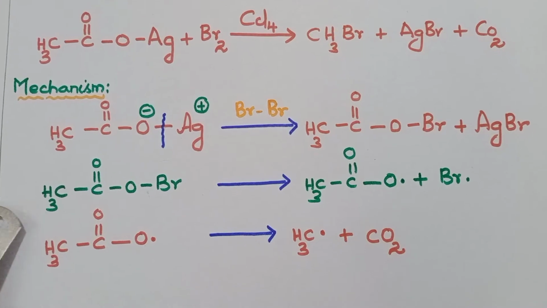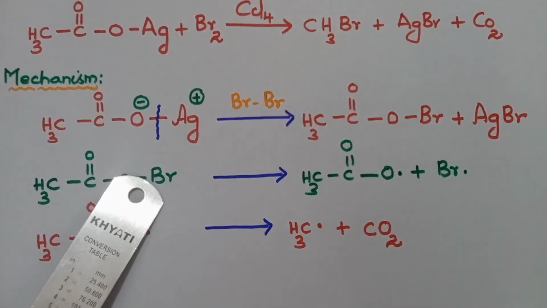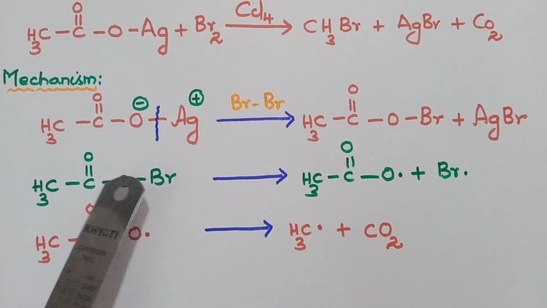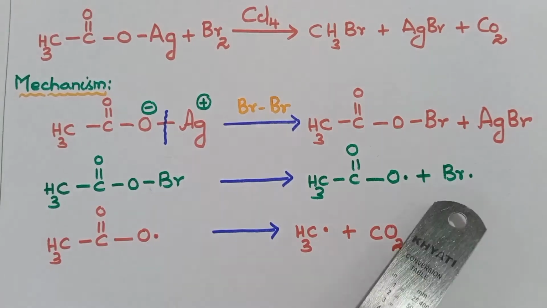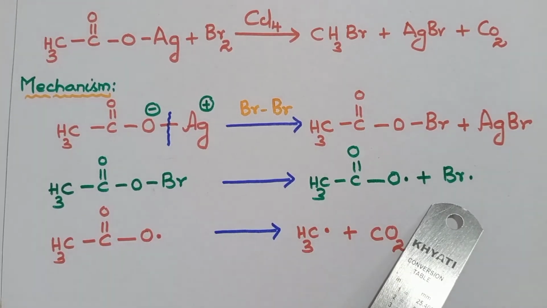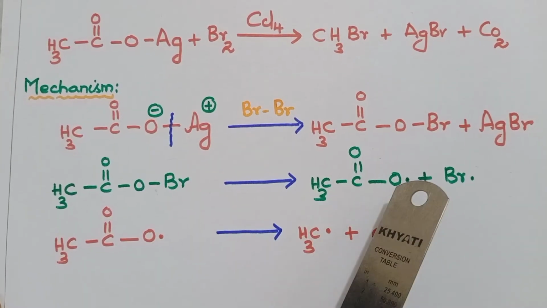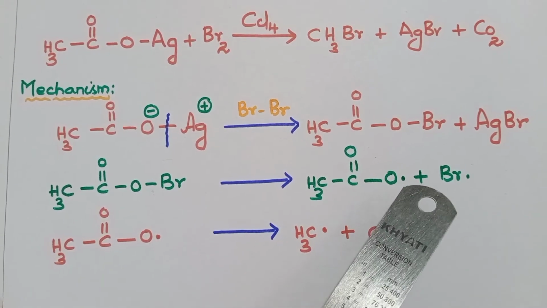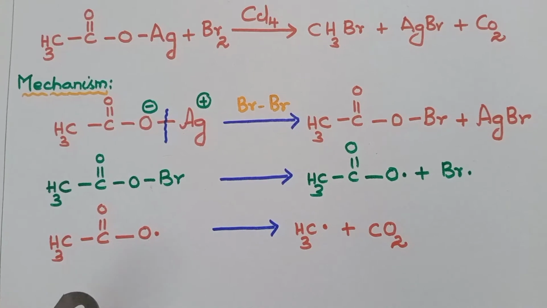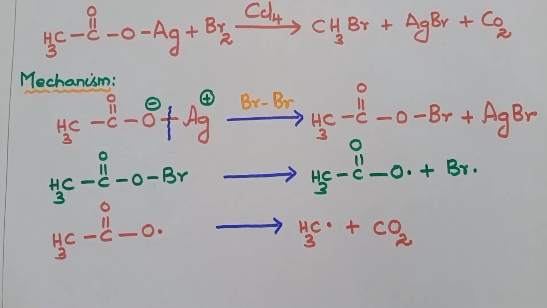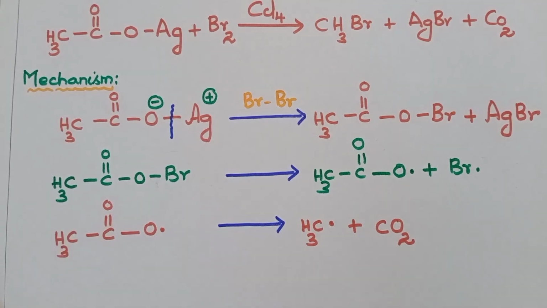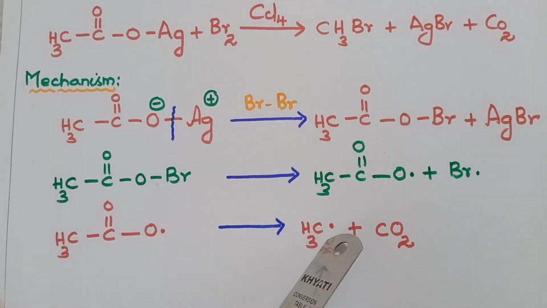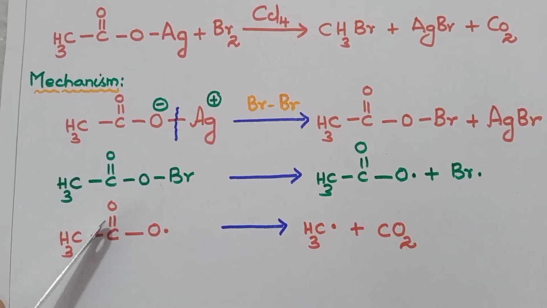In the next step, this CH3COOBr breaks like this. This bond is breaking here. So one electron comes to oxygen and the other electron goes to bromine. So it breaks up like this, CH3 C double bond O plus Br. Next, this CH3C double bond O with the electron again breaks up students. Where does it break? This bond breaks up, and this CH3 gets its electron, this carbon gets its electron.